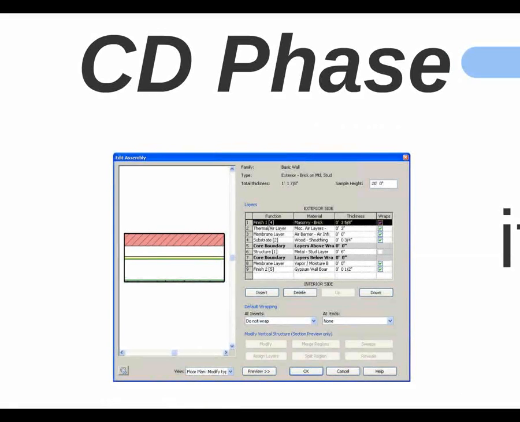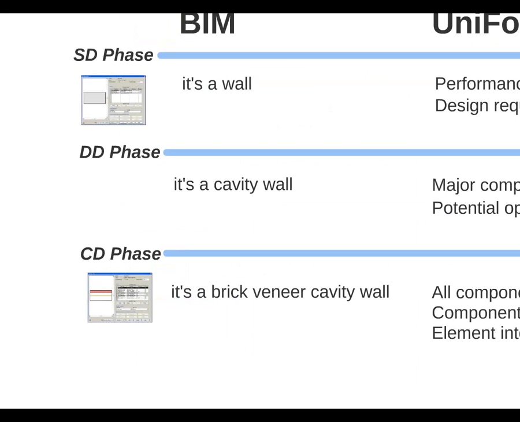But the architects, the designers, when they're trying to start the model, are not ready to make these decisions to be able to set this kind of detail at the outset of the design. And that's why I'm proposing what I am, to allow them flexibility to be able to get into CD without having to make those decisions. So if we look at how UniFormat can support it, during SD we can set the performance and the design requirements. During DD we can start to list those major components. And during CD we can identify every component that goes in there and all of the intersections from one element to the next.